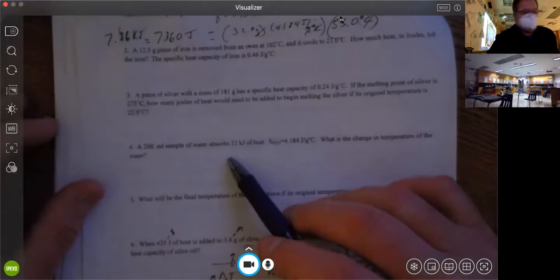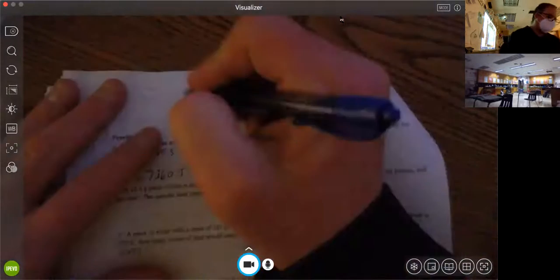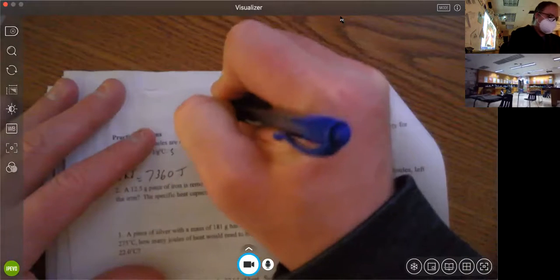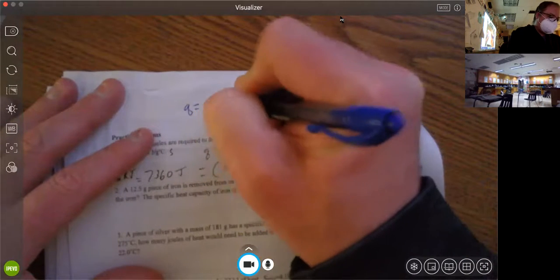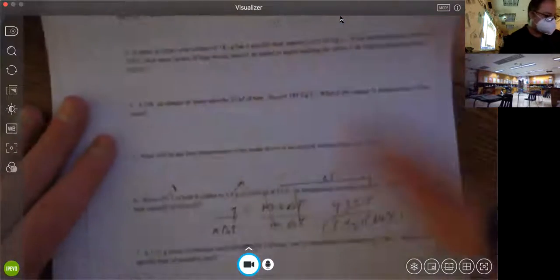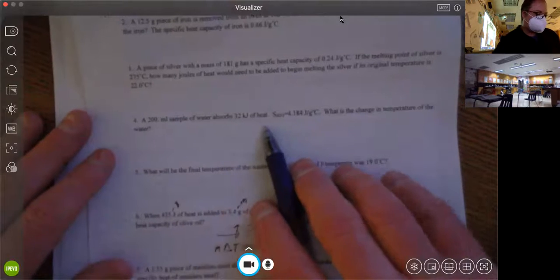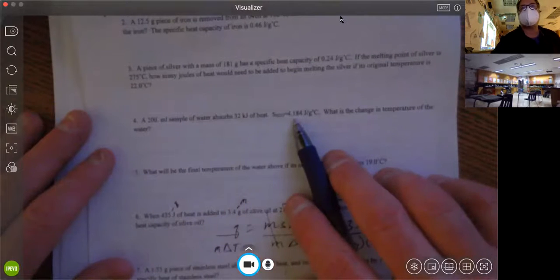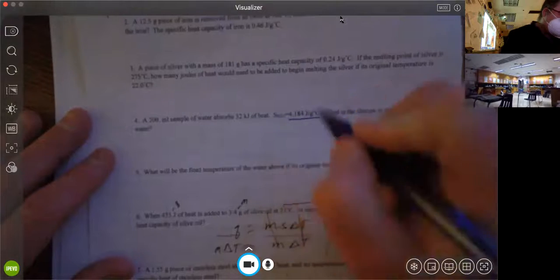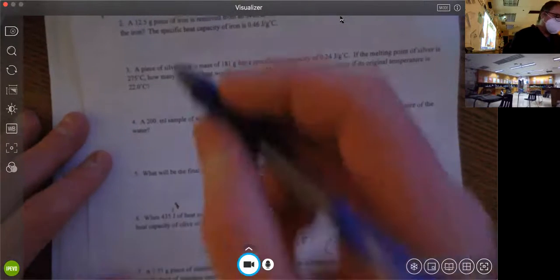There's a few different ways to calculate enthalpies and stuff like this, but there's one major equation to make sure you remember: heat equals MS or MC delta T. So if we take a look, a 200 milliliter sample of water absorbs 32 kilojoules of heat. The specific heat capacity of water, you need to have this memorized. What is the change in temperature of the water?